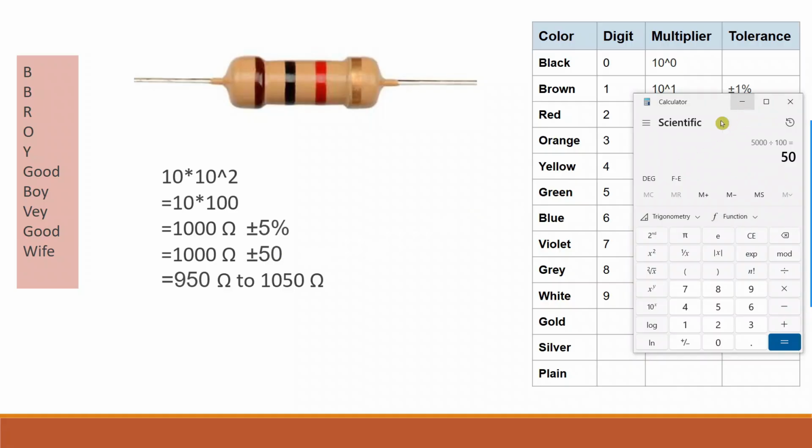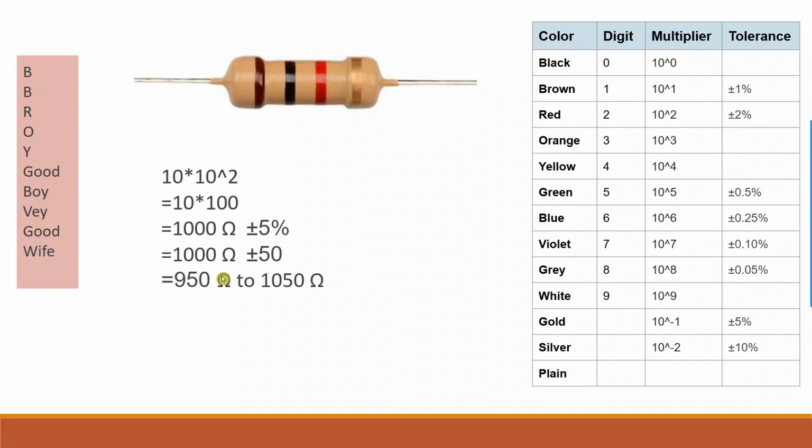So it means plus or minus 50. We have to subtract 50 from this value, and also we have to add 50 to this value. Sometimes we don't get the exact value. If you need a 1000 ohm resistor but you don't get the exact value, we can consider any value from 950 to 1050 ohms. So that is the meaning of tolerance.